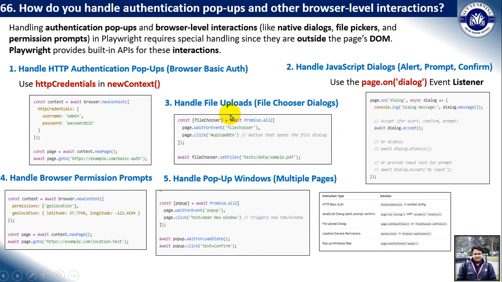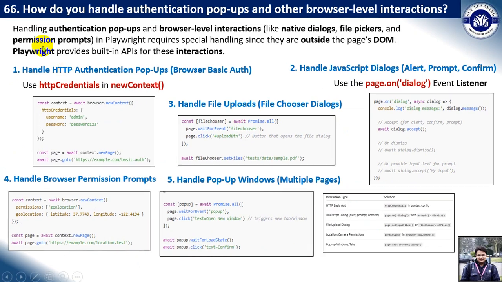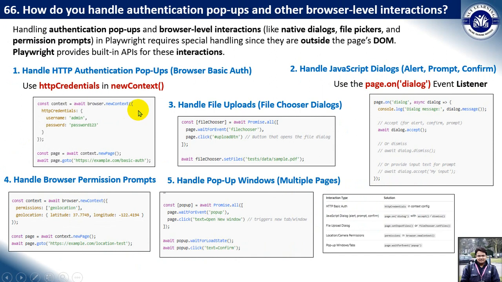How to handle the authentication pop-up and other browser-level interactions in Playwright. Okay, so handling the authentication pop-up and browser-level interactions like native dialogs and file picker, something like that, where sometimes the permission pop-up will also come, right? So Playwright provides inbuilt APIs to interact with them. Okay, so handle the HTTP authentication pop-up, the browser-based authentication.